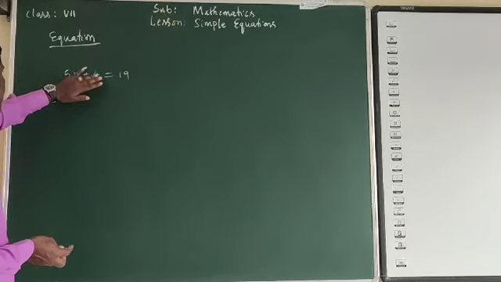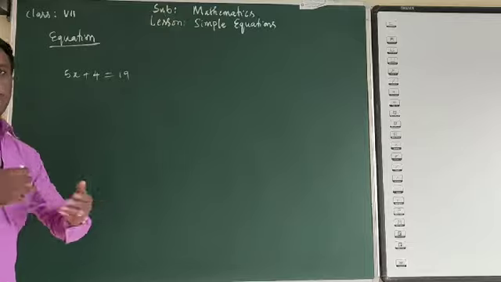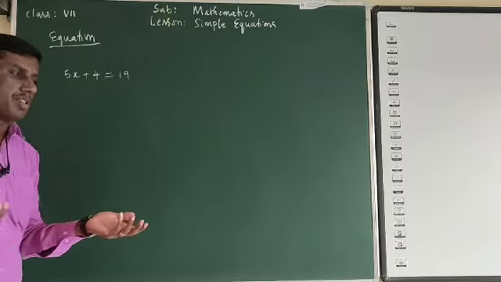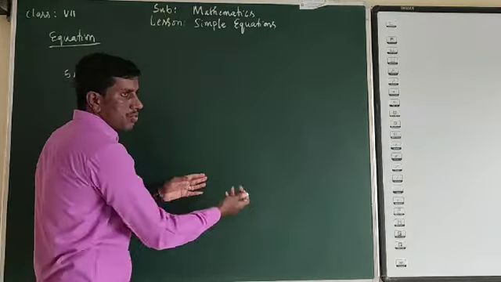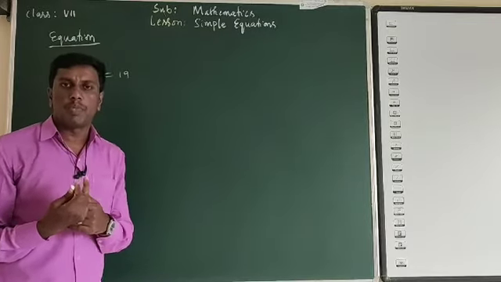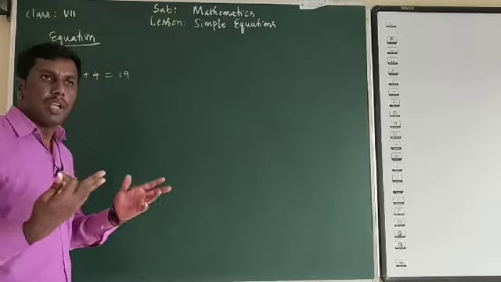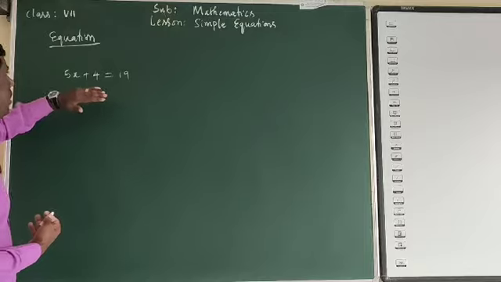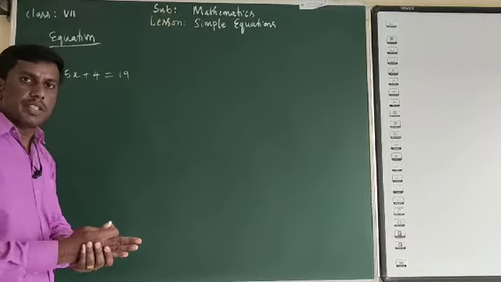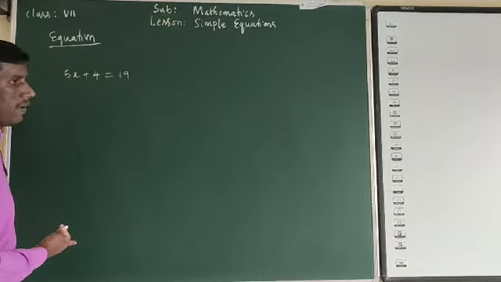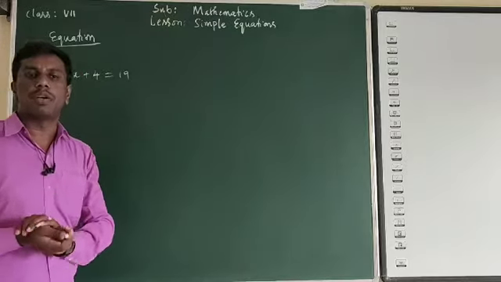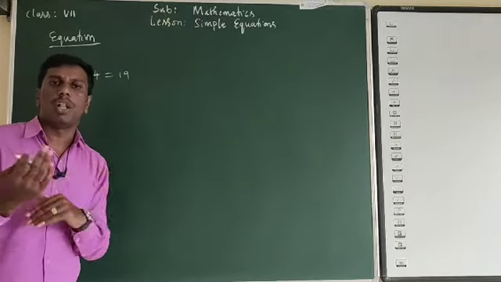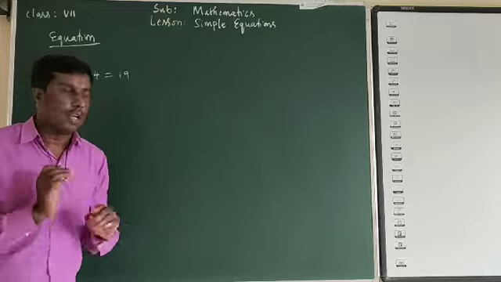This is not the case in all situations. In future classes, both the LHS and the RHS may be expressions. But in what we have studied up to class 6, the LHS will be the expression and the RHS will be a particular value. But it is not true in all cases, right?